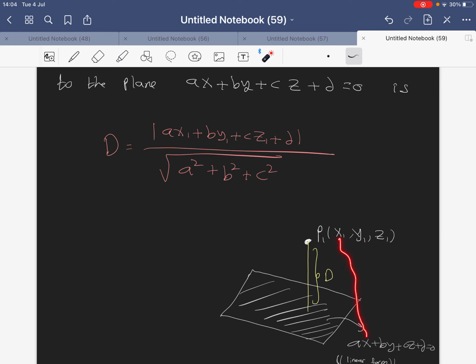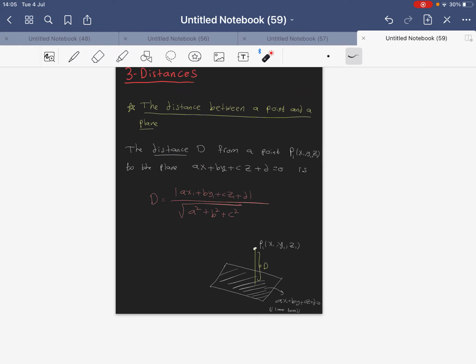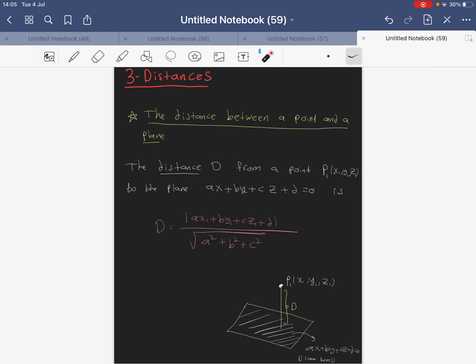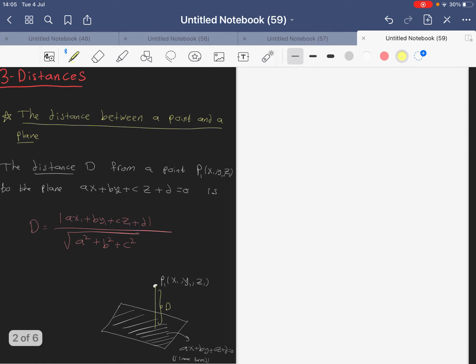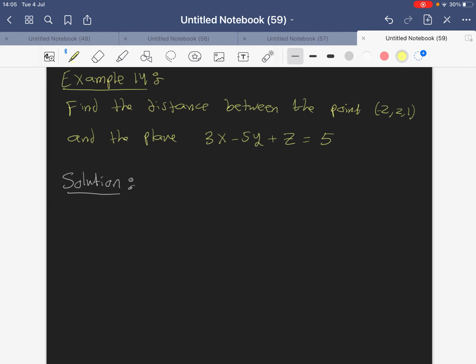I'm substituting the coordinates in the equation of the plane and taking the absolute value to ensure that everything is positive. And down here, I'm dividing by the norm, the length, the magnitude of the normal vector, which is a, b, c, the usual a, b, c. Take the squares and take the square root. Whatever we get here will be the distance between the two, the point and the plane. Let's see a simple example to see how this will work.